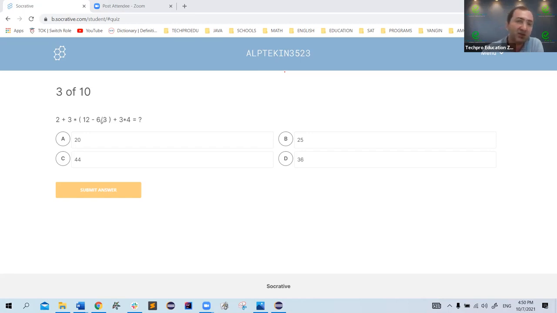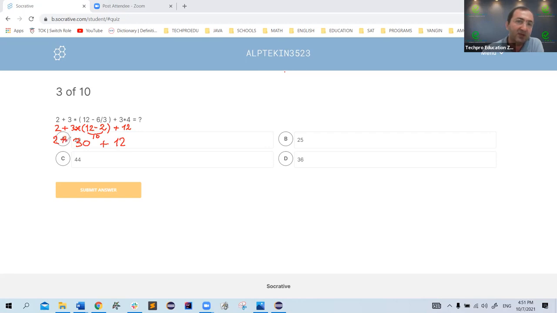So here we have 6 over 3. 6 over 3 is 2. Then 12 minus 2. Let's go step by step. 2 plus 3 times 12 minus 2 plus 3 times 4. Let's do that one also here. It doesn't change anything. Let's go together. Then let me write 2 plus, 12 minus 2 is 10. 3 times 10 is 30, plus here is 12.